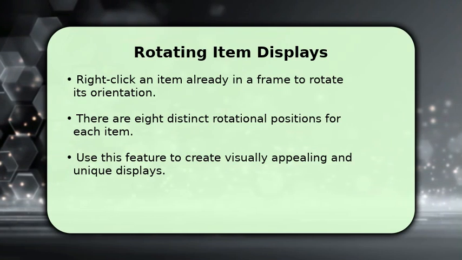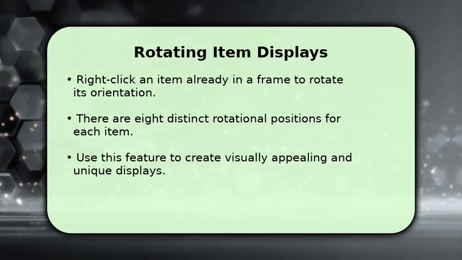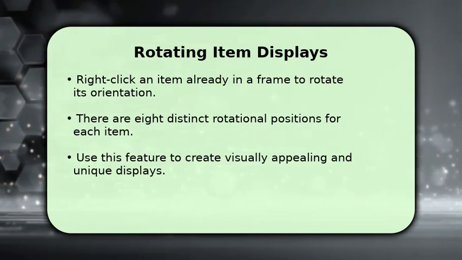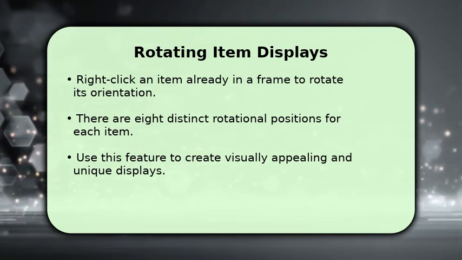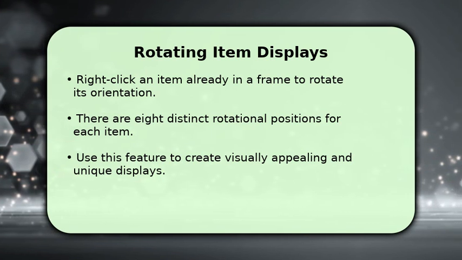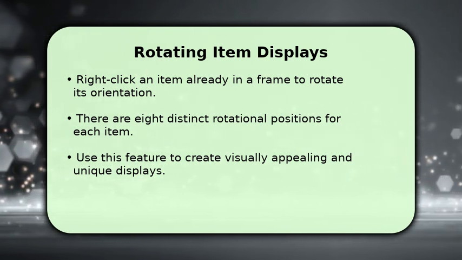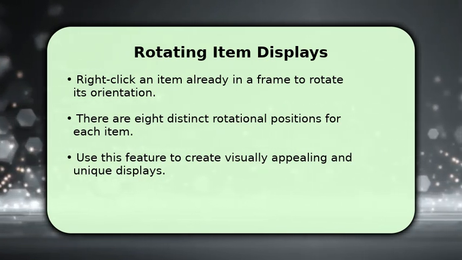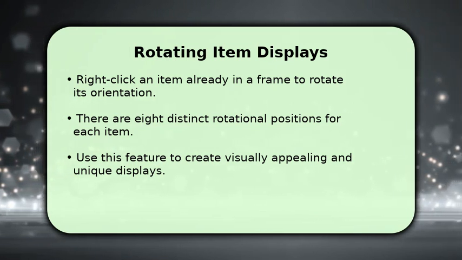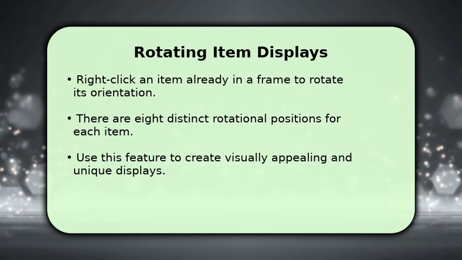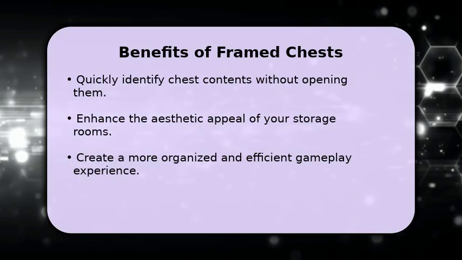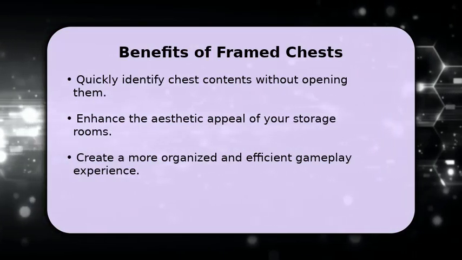If you right-click an item that's already placed in an item frame, it will rotate by 45 degrees. There are 8 distinct rotational positions available, allowing for creative and precise adjustments. This small detail can significantly enhance the aesthetic appeal of your storage area, making your organization both functional and visually engaging. Using item frames on chests offers several great benefits.